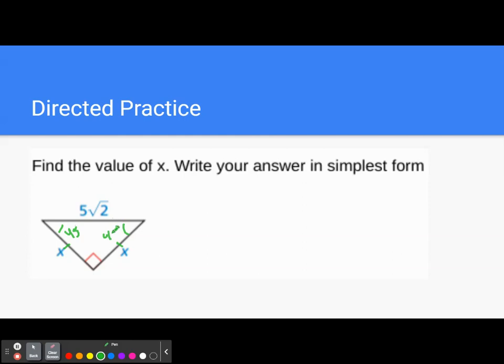Now you want to start off with your formula. Kaylee, can you remind me, what was that formula again that was given to us on the front page? Hypotenuse equals the leg times the square root of 2. Don't forget the hypotenuse part. Good job.